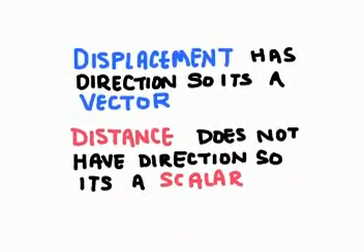Now, displacement includes a direction, and so we call this measurement a vector. And so measurements that include directions are called vectors. Distance doesn't include a direction, and so it's called a scalar.